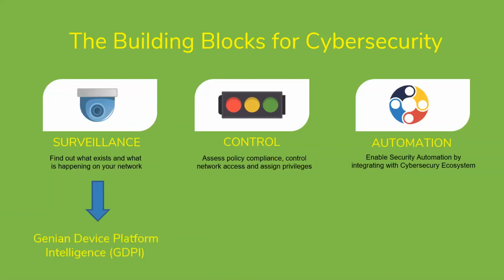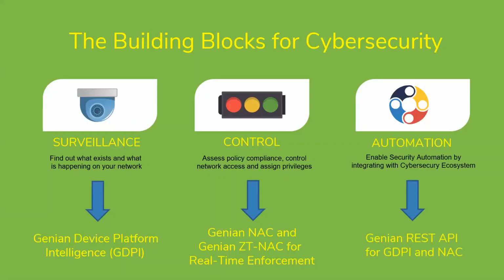The products we'll be looking at today are Genians Device Platform Intelligence, which provides the information collected via surveillance through the ZTNAC system. We'll be talking about ZTNAC and Genians ZTNAC, which is the version of our NAC product, and how those systems can enable real-time enforcement once you have your visibility. And then, of course, we have a REST API, which is available so ZTNAC can interact and share information and have bidirectional integrations with other systems on the network.